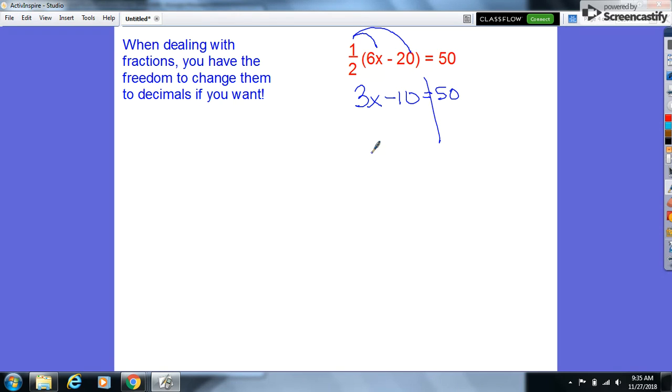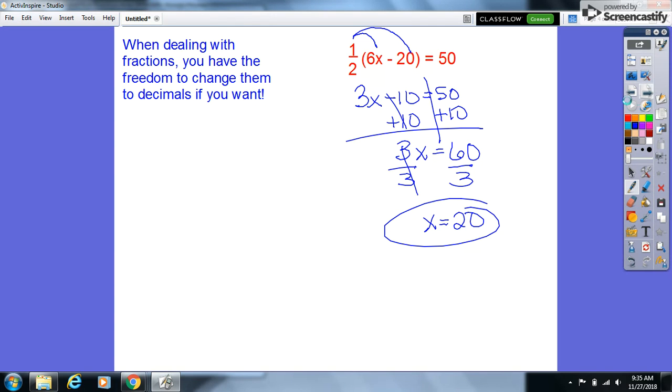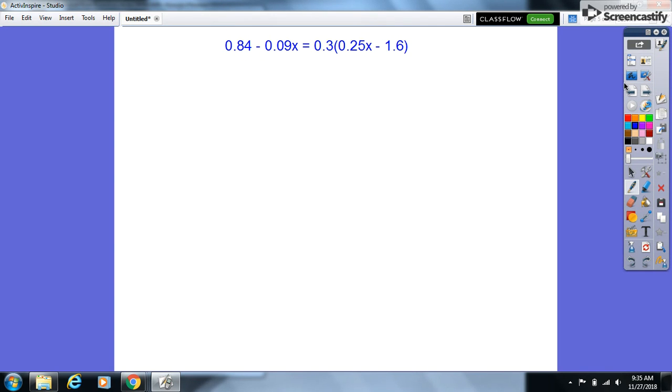Two-step equation, pretty easy. Look, we got rid of all the fractions. There's not even any decimals here. Add 10 to both sides. 3x equals 60. Divide both sides by 3. X equals 20. Not too scary. Let's look at one more. This one's a little intimidating.